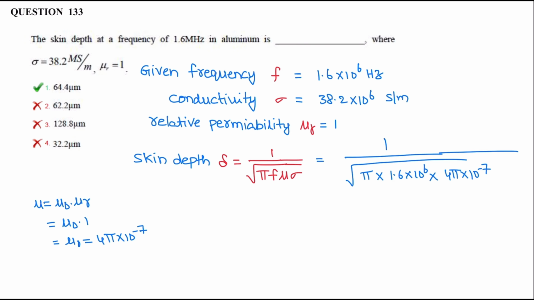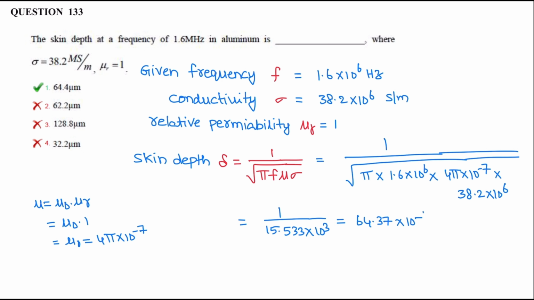4 pi into 10 power minus 7, and conductivity 38.2 into 10 power 6. On substitution we will get delta is equal to 1 by 15.533 into 10 cube, that is 64.37 micrometer. Therefore skin depth delta is equal to 64.37. Correct answer is option 1.